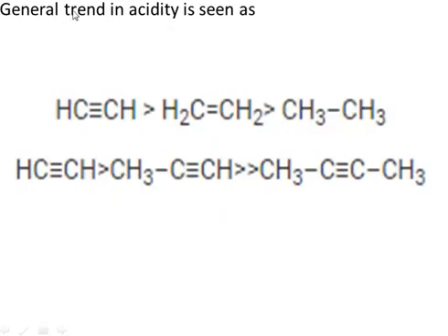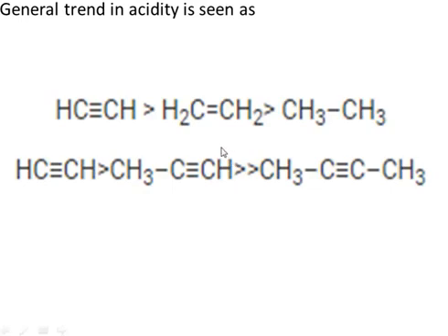So the general trend in acidity is this one. If we have a terminal alkyne, with hydrogen directly attached to the triple bond, this is most acidic. Next is the double bond, which is less acidic than the triple bond, and then we have an alkane. Furthermore, you can also see the trend here with substituted alkynes, right? The general trend is that if you have two acidic hydrogens, that has greater acidity.